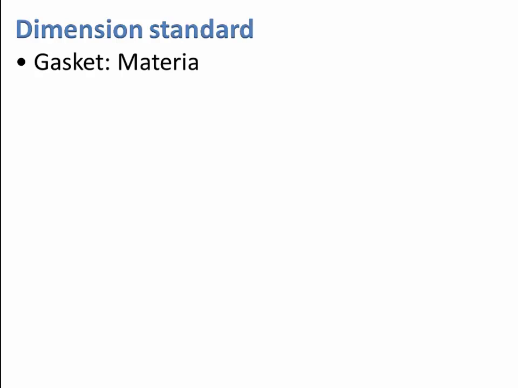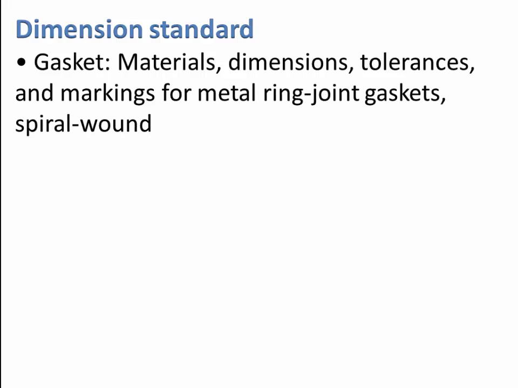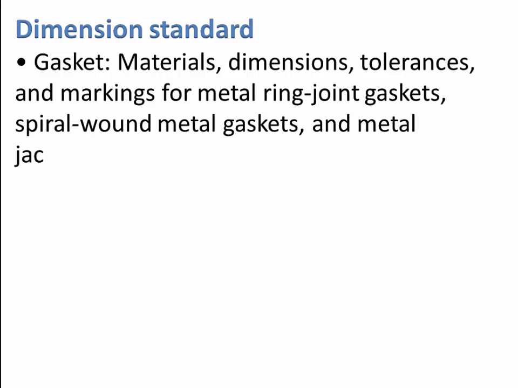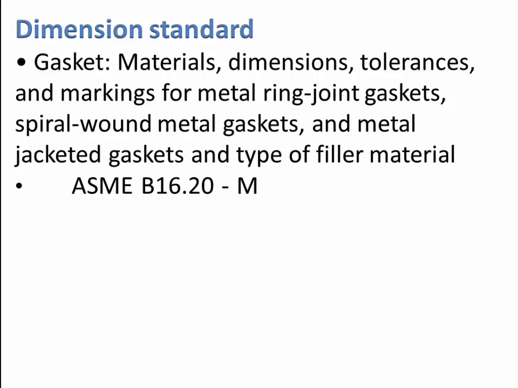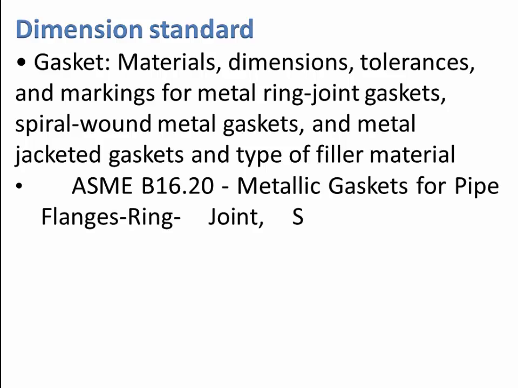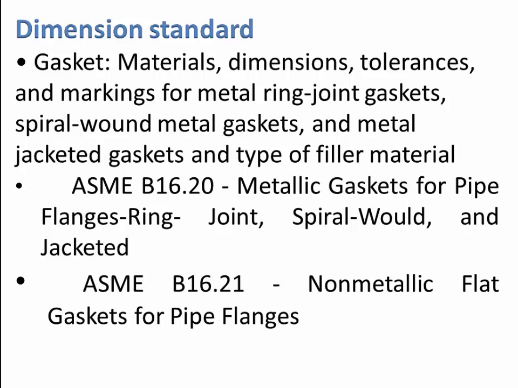Dimension standard gasket. Materials, dimensions, tolerances, and markings for metal ring joint gaskets, spiral wound metal gaskets, and metal jacketed gaskets and type of filler material. ASME B16.20 metallic gaskets for pipe flanges, ring joint, spiral wound, and jacketed. ASME B16.21 non-metallic flat gaskets for pipe flanges.